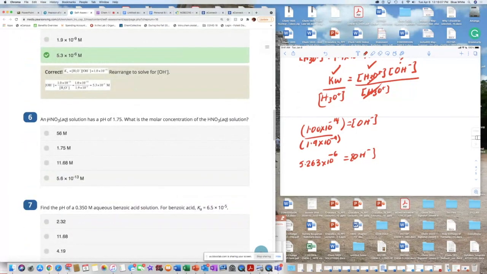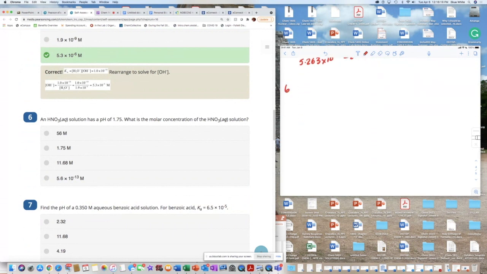Next one. A nitric acid solution has a pH of 1.75. What is the molar concentration of HNO3 aqueous solution? Okay. Number 6. HNO3 aqueous. We know it's an acid, and they gave us its pH as 1.75. They're asking you what is the molar concentration. So they're asking you what is the concentration of HNO3, right? And when they say molar concentration, they mean in molarity.